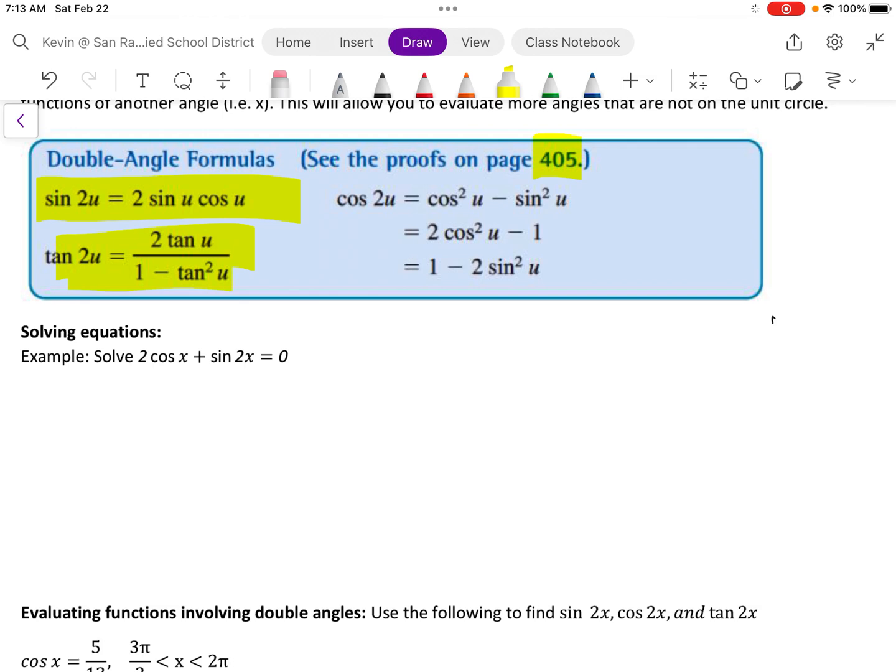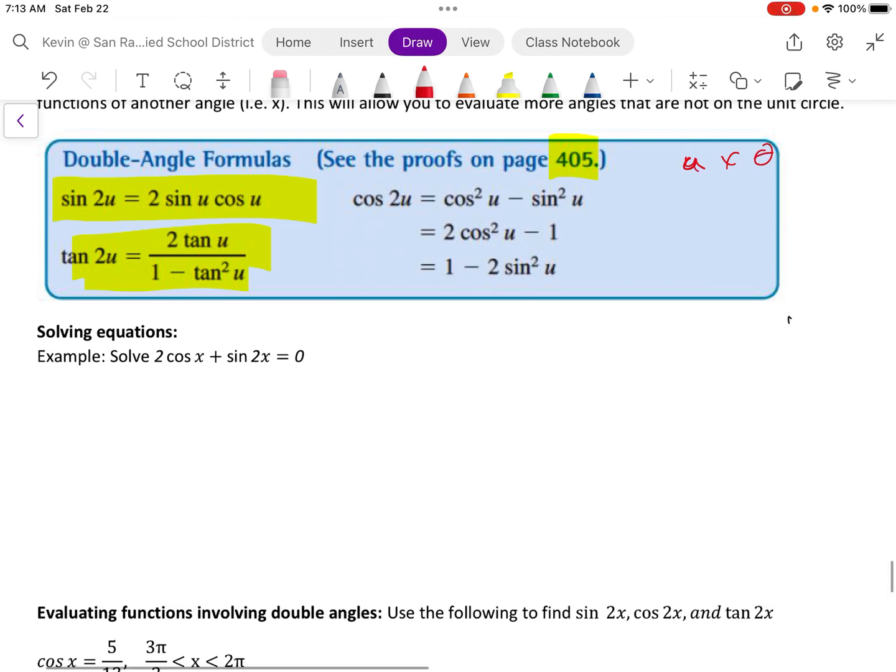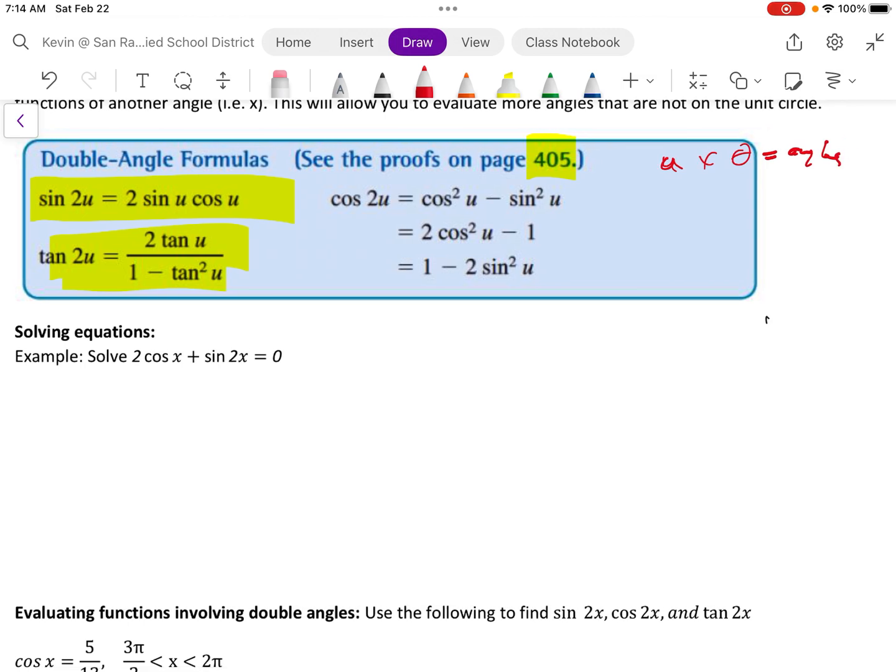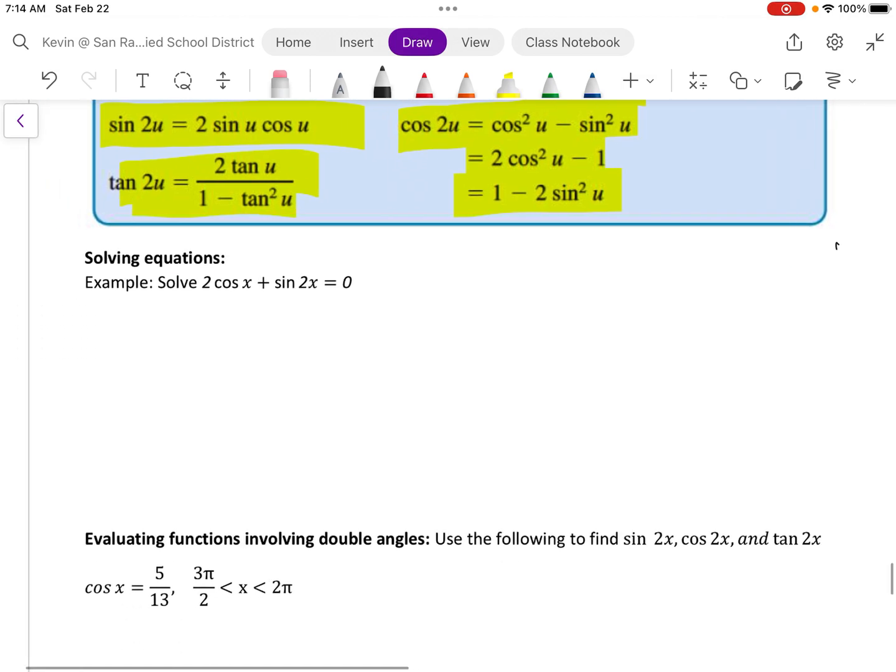U is an angle. Some of you, I think, still aren't figuring that out. Whatever, it's an angle. So this is the sine of 2 times the angle u. Tangent of 2 times the angle u. Whether it's u, x, theta, whatever, we're talking about an angle. These are all angles, because we're taking the cosine, the tangent, we're taking a trig function of an angle. And I think some people still haven't figured that out. Cosine's kind of unique. So cosine of 2 times an angle, there are 3 different versions of it, and you'll use the one that helps you the most.